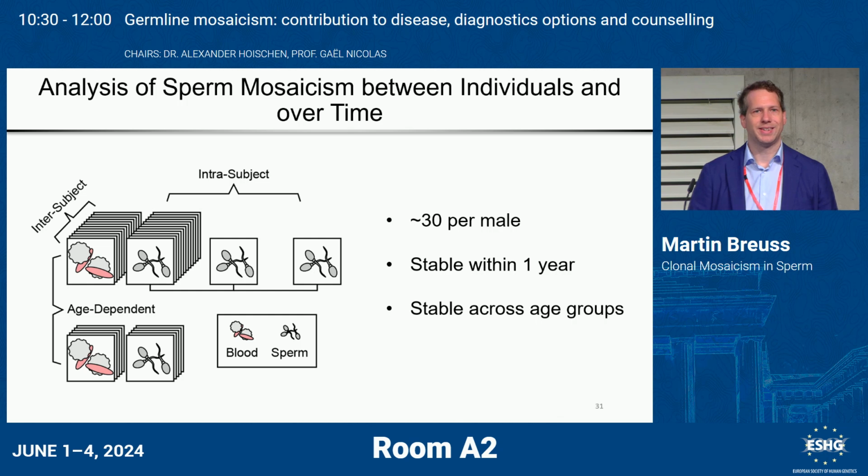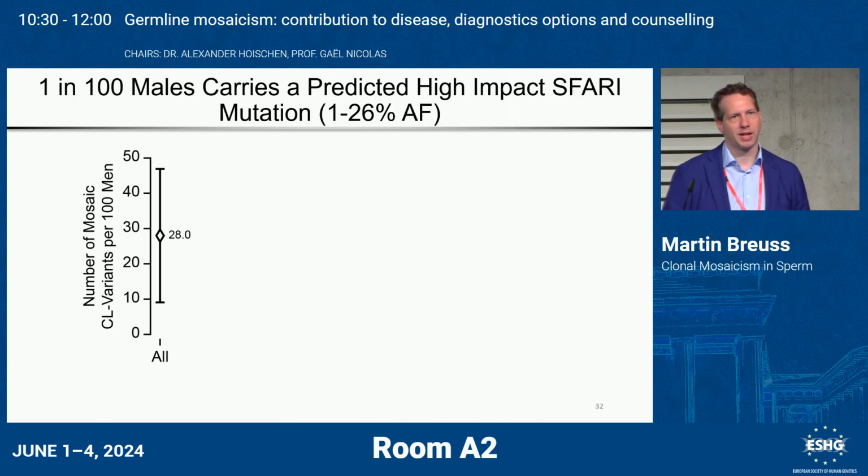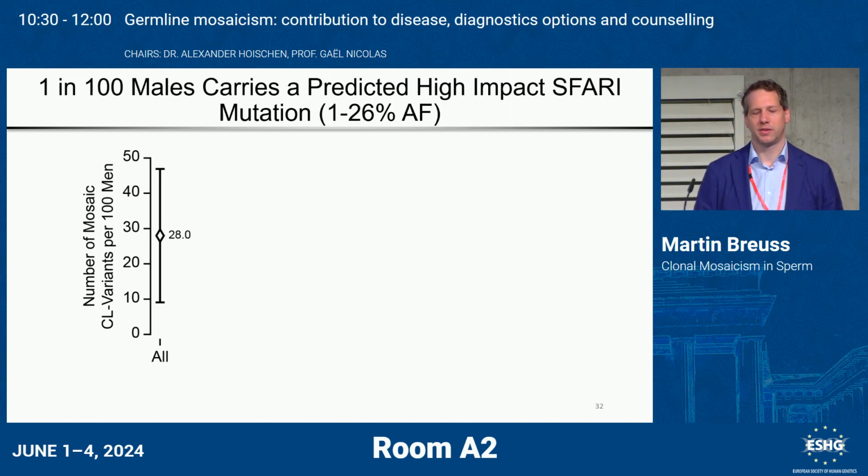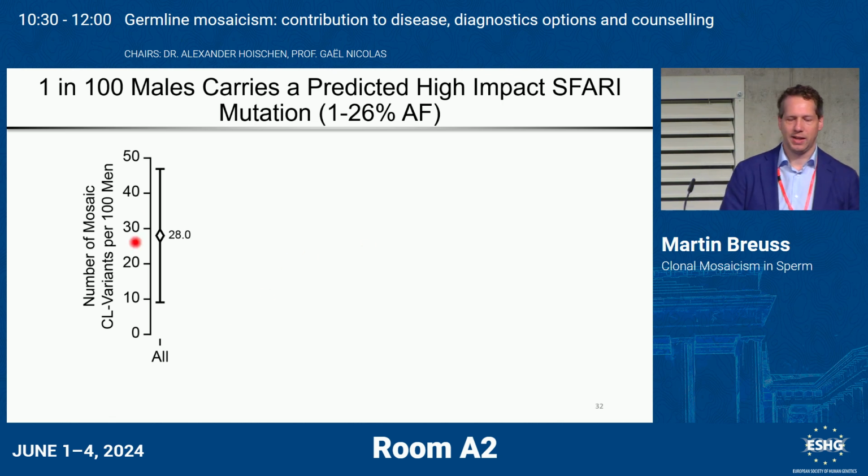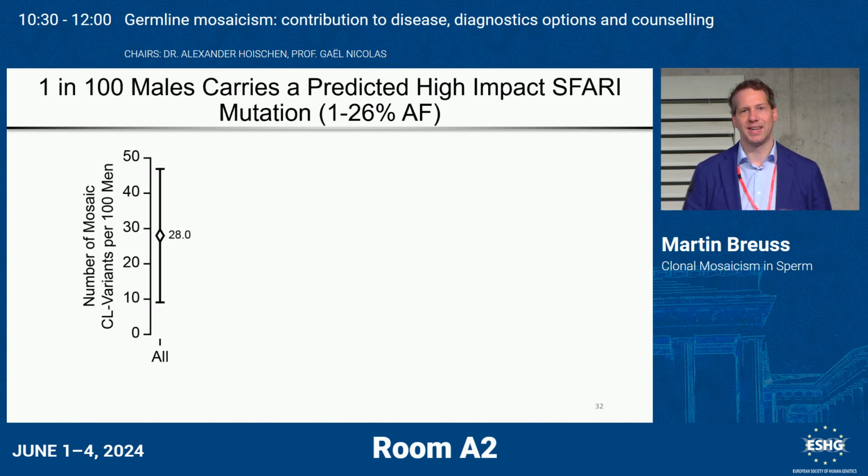So what, however, is the impact of having these mosaic variants from a population health perspective? To do this, we did some calculations of how many CL variants there are. CL variants here really define high impact variants that either had a CADD score above 25, which I appreciate is a very coarse measure, but it's one approach to think about deleteriousness, or a loss of function variant. So this first one shows you that 28 out of 100 males would have one of these high impact variants in any gene.